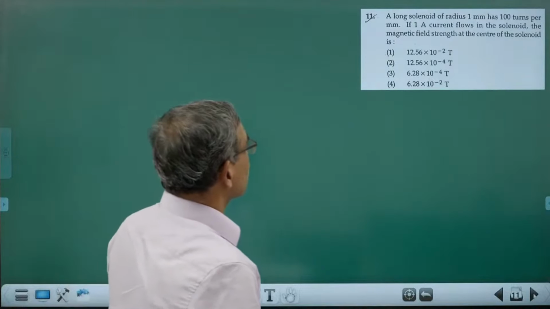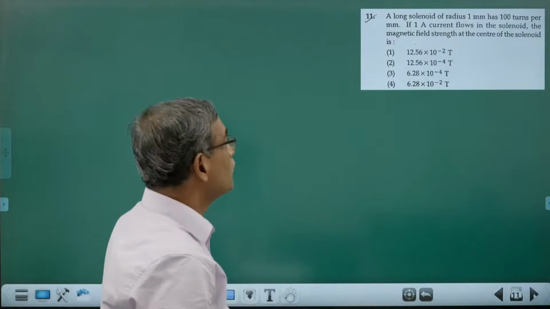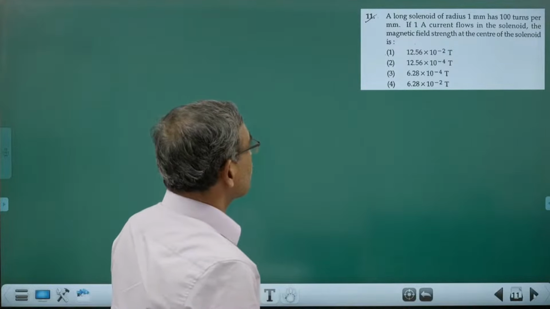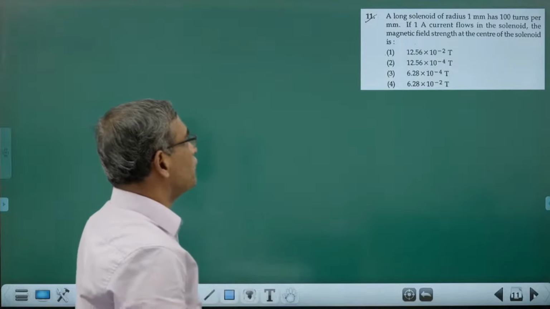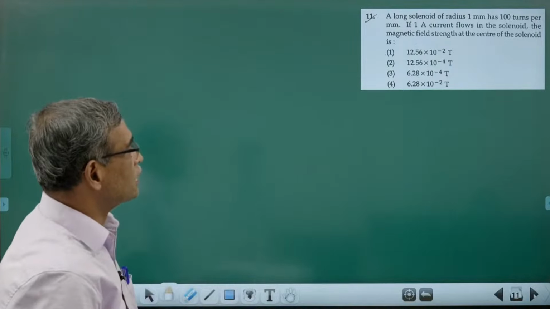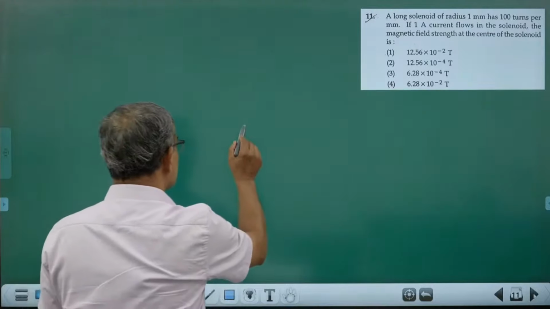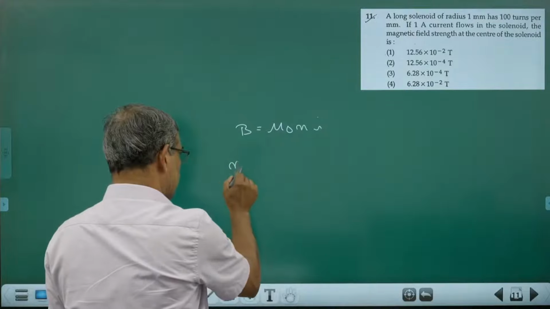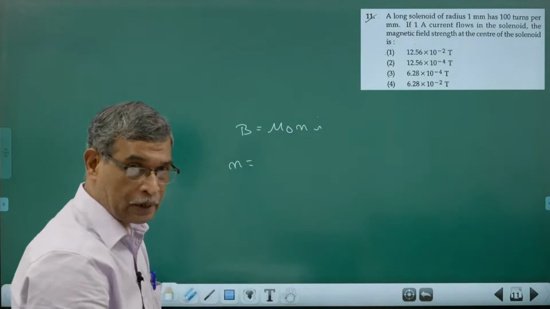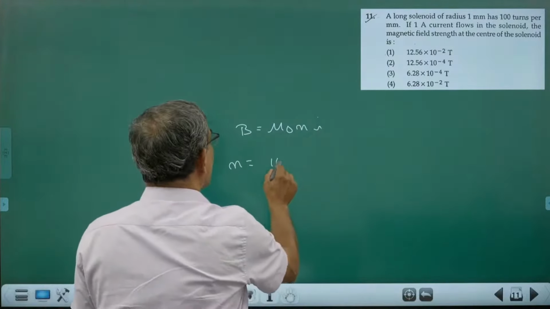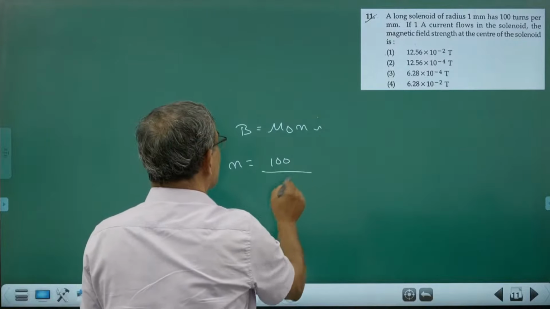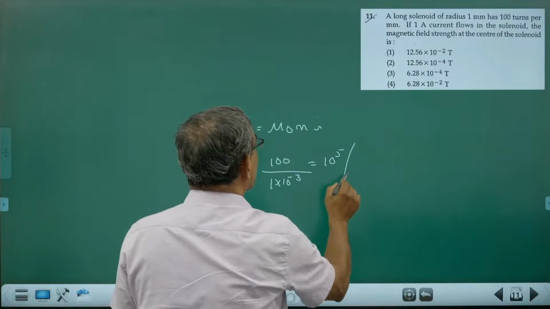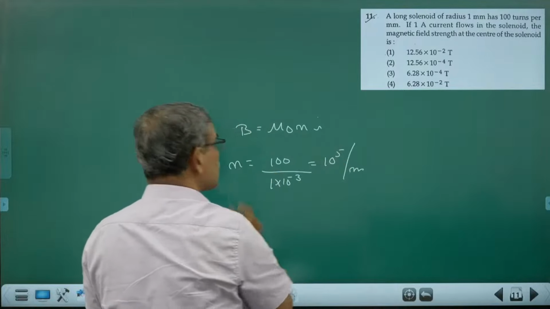A long solenoid of radius 1 millimeter has 100 turns per millimeter. If a current of 1 ampere flows through the solenoid, find the magnetic field strength at the center of the solenoid. In the case of a solenoid, B is equal to mu0 N i, where N is the number of turns per unit length, here per meter. Converting 100 per millimeter, it is 100 divided by 1 into 10 raised to minus 3, which is 10 raised to 5 turns per meter.